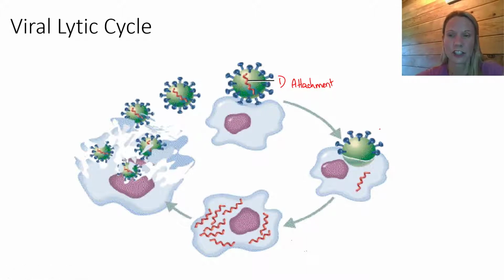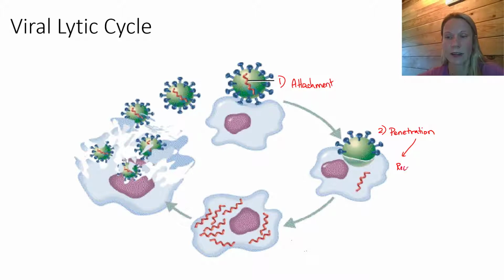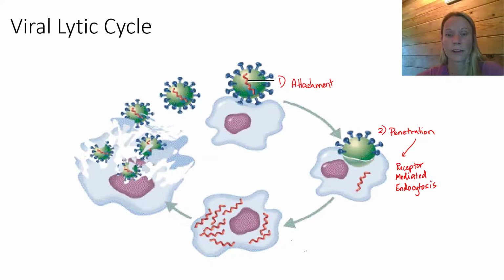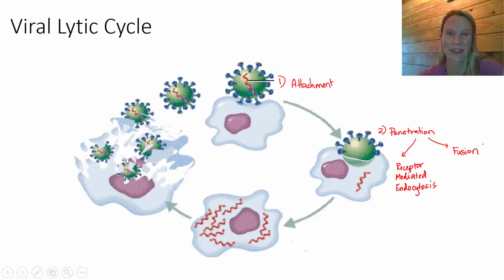This then triggers a chain reaction called penetration, and we learned about 2 mechanisms of penetration. We have receptor-mediated endocytosis, which is a process that occurs in both the naked viruses as well as the enveloped viruses. And then we have a process called fusion, which is found only in enveloped viruses. And we watched animations of those 2 different mechanisms for penetration in the last video.